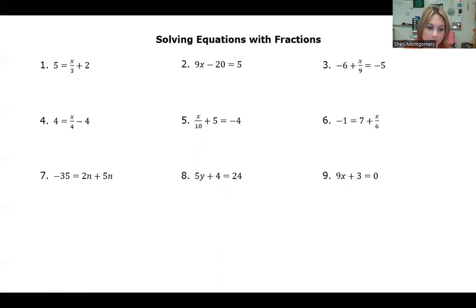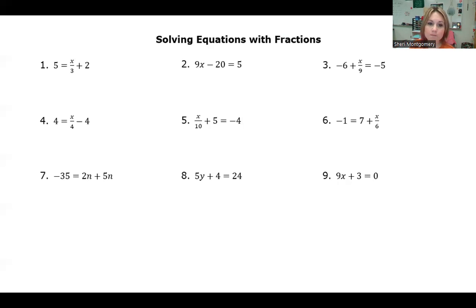So when you solve with fractions, and we did this last class, the opposite or the inverse of dividing is multiplying. So when you see a fraction, don't be scared, because to undo a fraction is just multiply. But to do them, I'm going to go through and do 1 and 4 and 7 with you, and you can do the others.